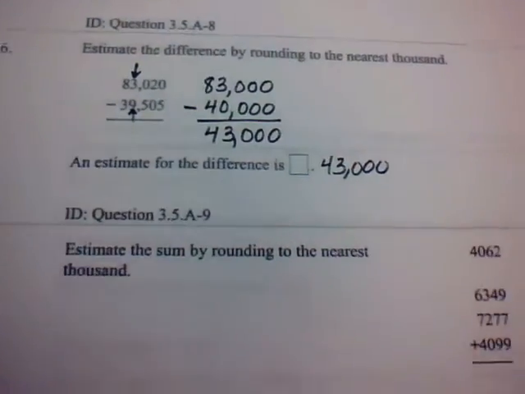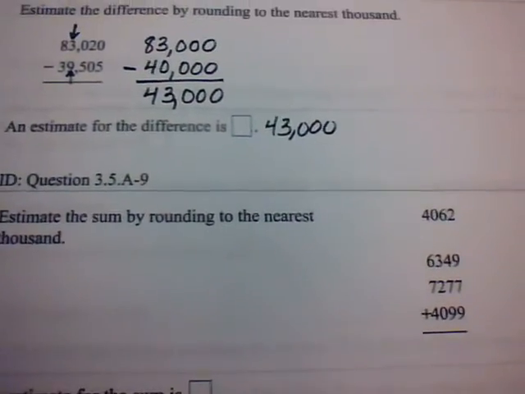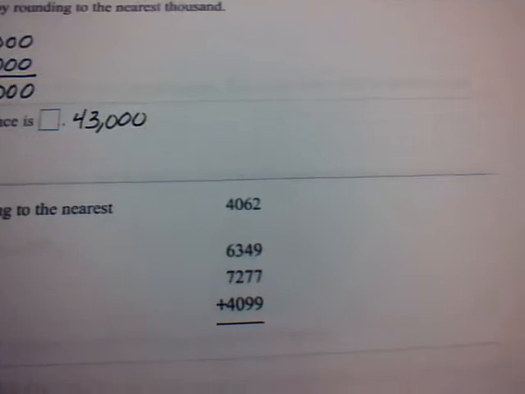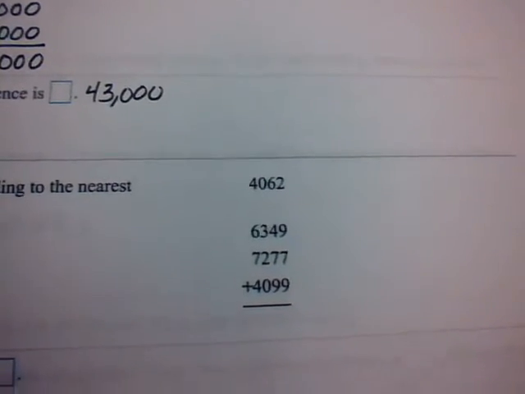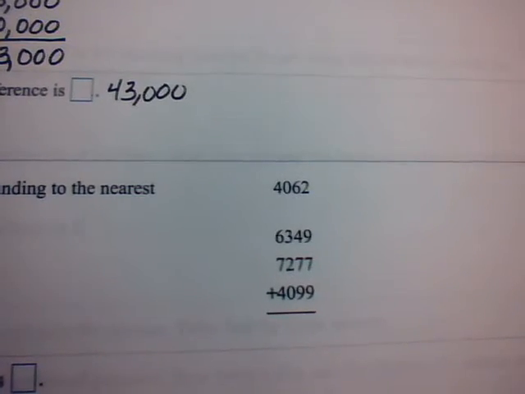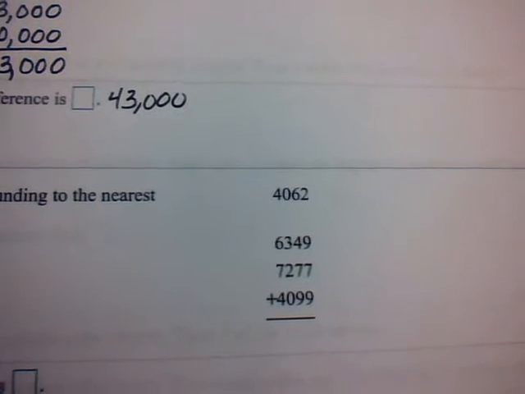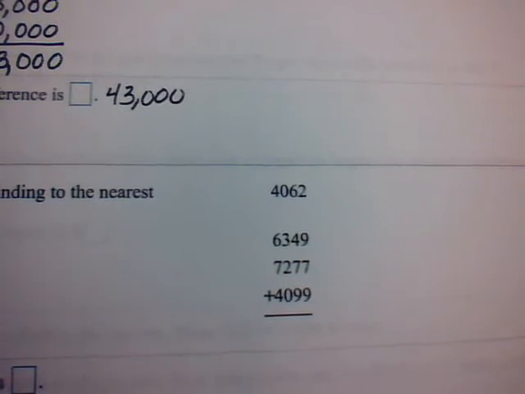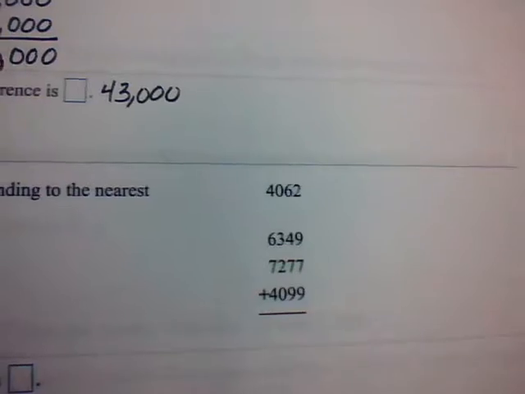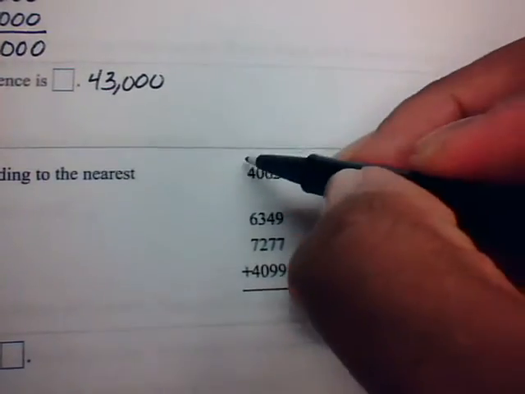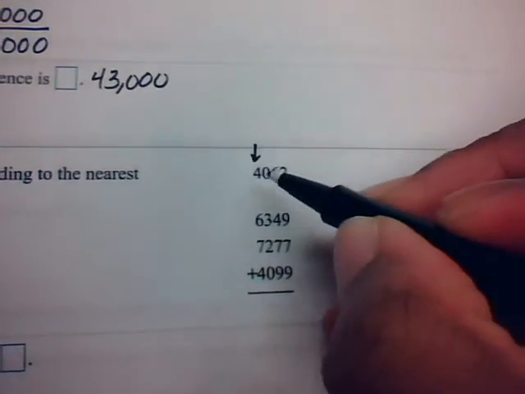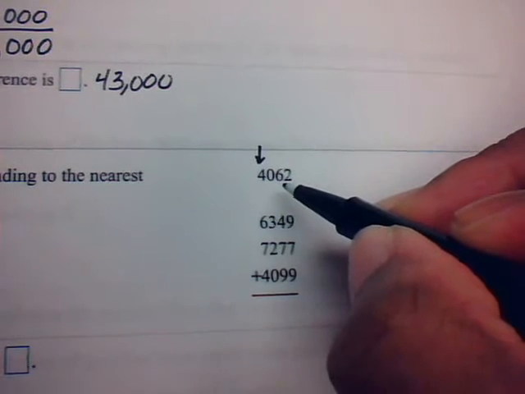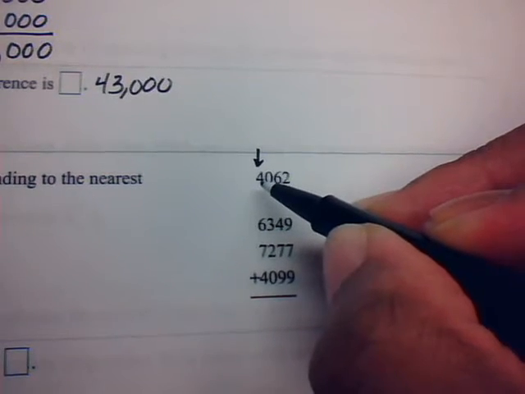All right, number 7. Estimate the sum by rounding to the nearest thousand. And here's this number, right? Those 4 numbers: 4,062 plus 6,349 plus 7,277 plus 4,099. In this case, we're going to round each number to the nearest thousand. 4,062. The digit in the thousands place is a 4.